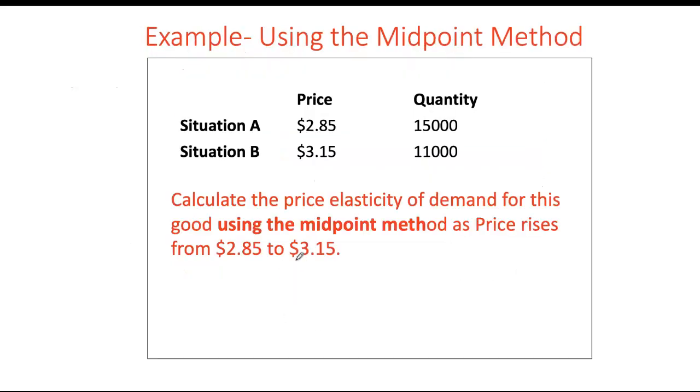So let's look at an example over here. We have an initial price of $2.85 and quantity demanded is 15,000 units. As price rises to $3.15, quantity demanded falls to 11,000 units. Can you calculate price elasticity of demand using the midpoint method or the arc elasticity method? I would advise you to pause the video here, solve it on your own, and then proceed and look at my answer. So let's use our formula to calculate price elasticity of demand.